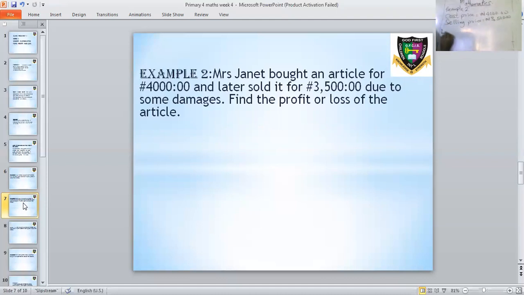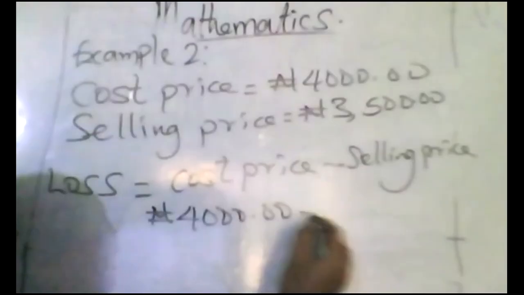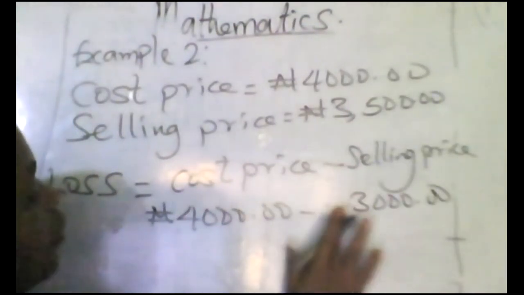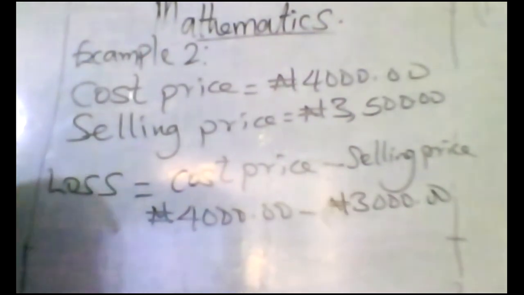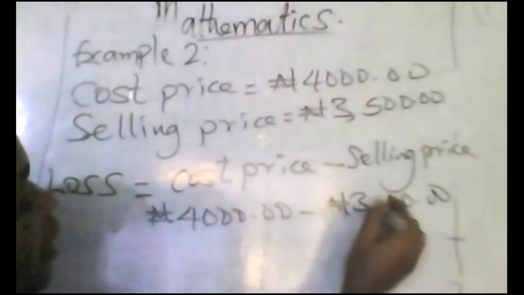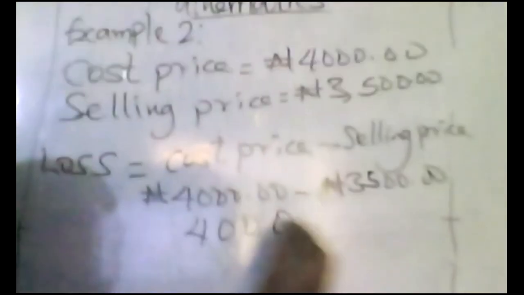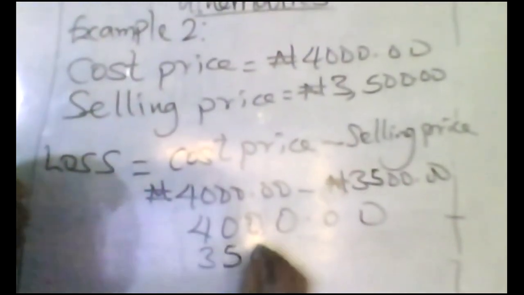So, to determine the loss, loss is equal to cost price minus selling price, which means 4,000 naira minus 3,500 naira. Now, let's subtract that one: 4,000 naira, then 3,500 naira.